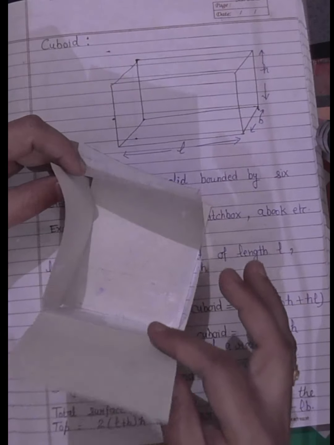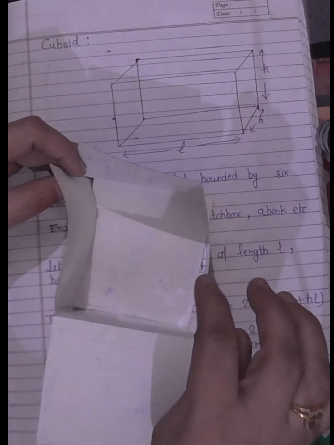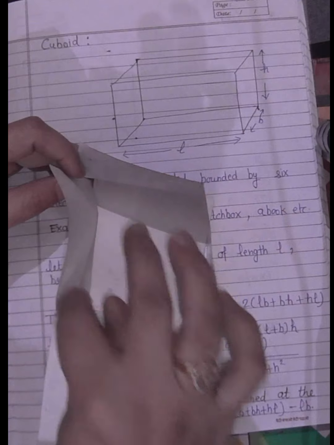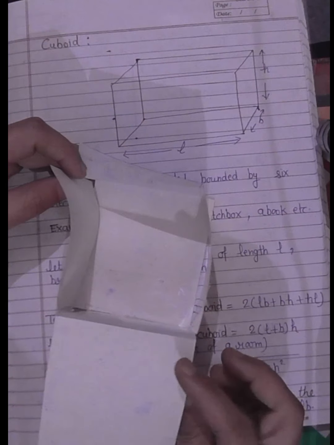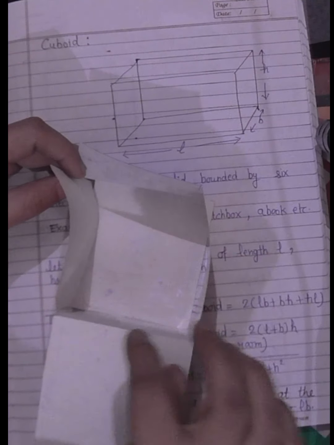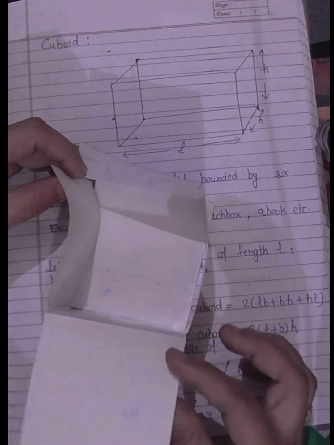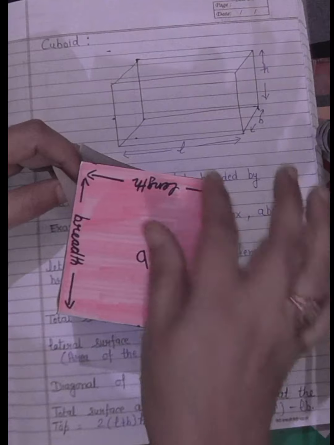Now this is an open box. I have taken its top out. So it will contain 4 walls as well as base. Or you can say we can take the total and subtract the top area from the total.